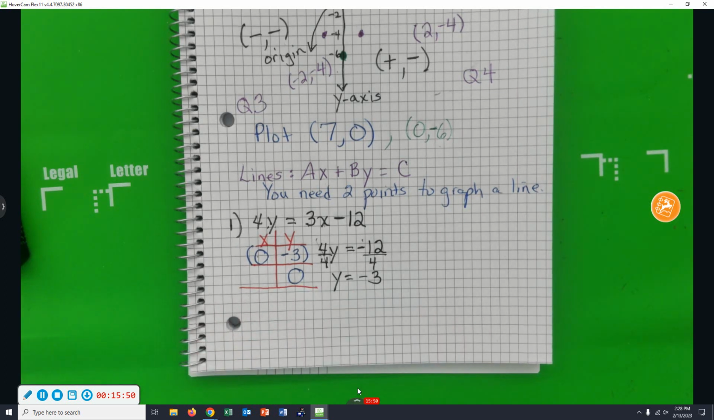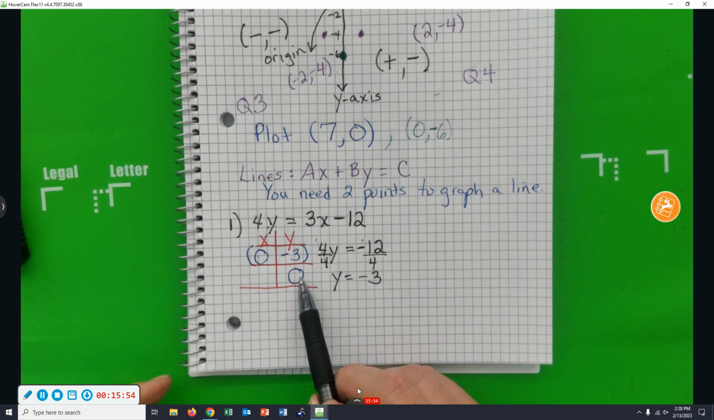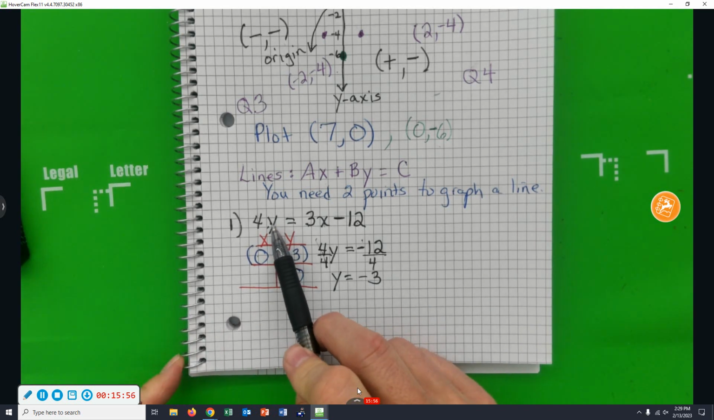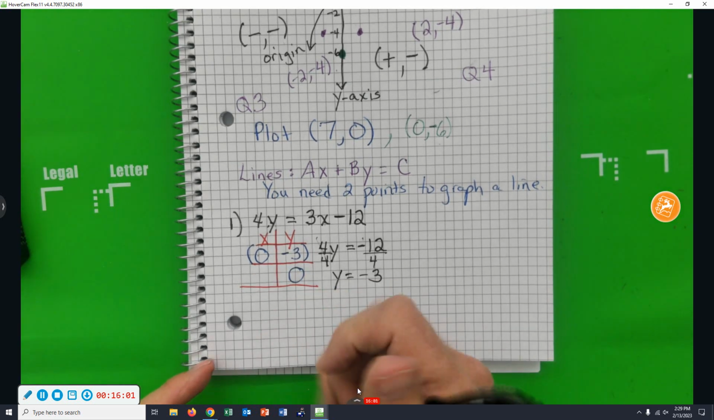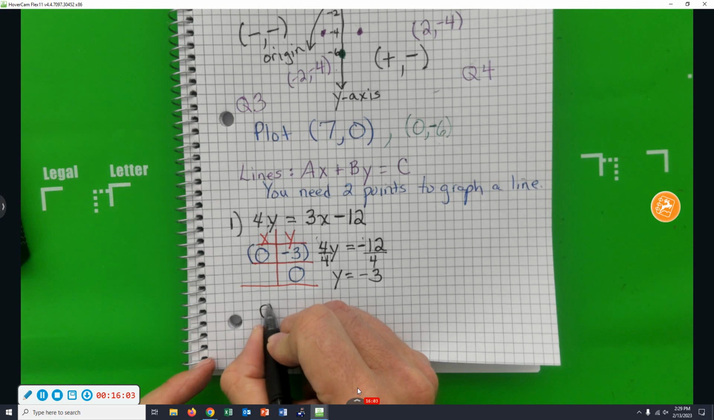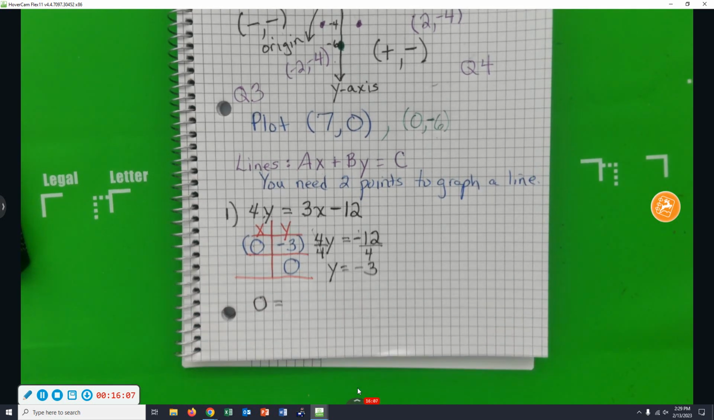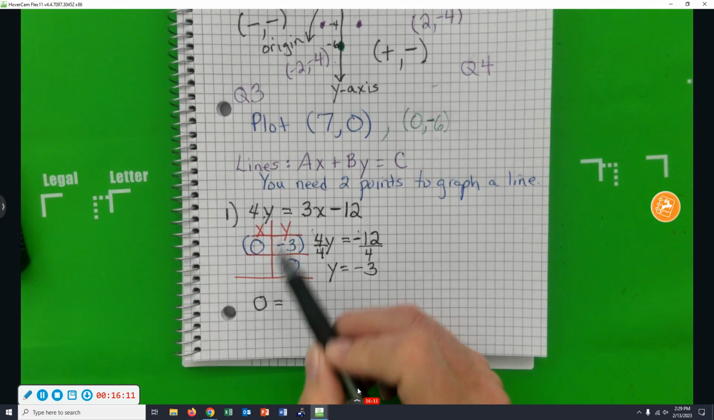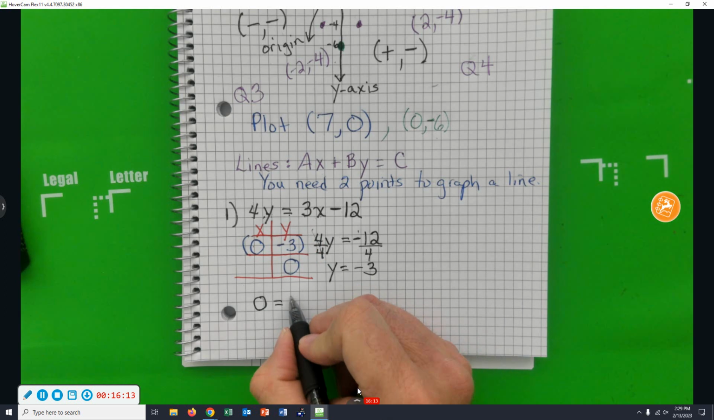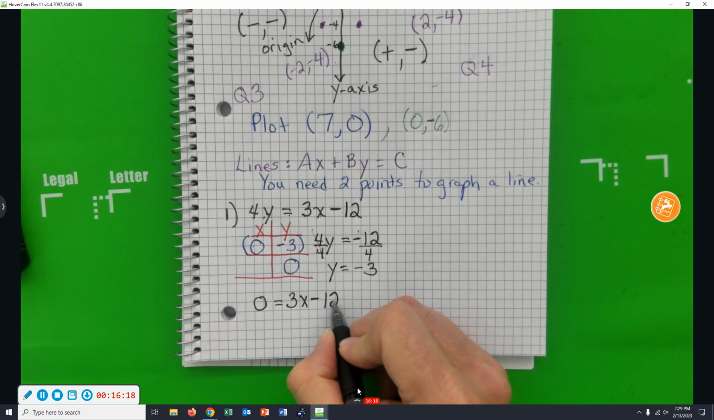So I'll do that right. Well, maybe I'll do it down here. Plugging the 0 in for Y, that's not 40, is it? It's 4 times 0, so 0 equals, running out of room. So plugging a 0 in for Y, 4 times 0, 0, equals 3x minus 12.